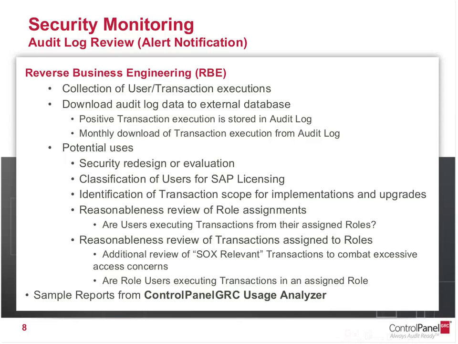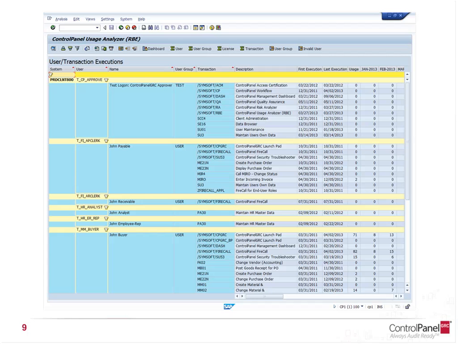Now, in our ControlPanelGRC usage analyzer, we kind of provide reporting like this, so I wanted to give you an idea of what that might look like if you wanted to build some of your own reports in Access. This is where we might see things like a specific user, their user ID, the transactions they're running, and then how many times they're using that transaction over a given period.